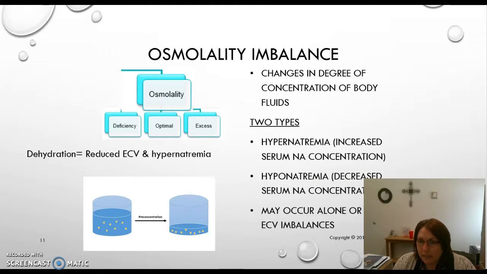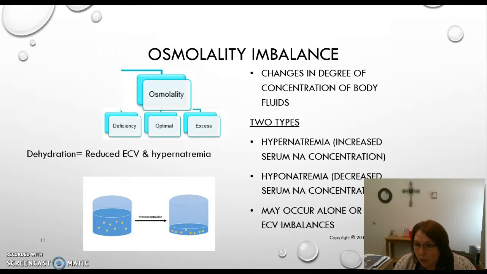Osmolality imbalances can occur. So with osmolality, we can have deficiency or excess. And so dehydration typically equals the reduced extracellular volume and hypernatremia. Okay? So we can have changes in the degree of concentration of the body fluids. There's two types of osmolality issues. We can have hypernatremia. So this means we have an increased serum sodium concentration. All right? Or we can have hyponatremia, decreased serum sodium concentration.